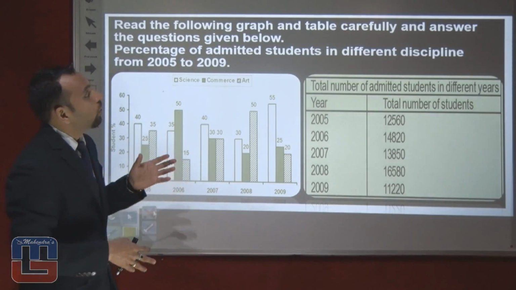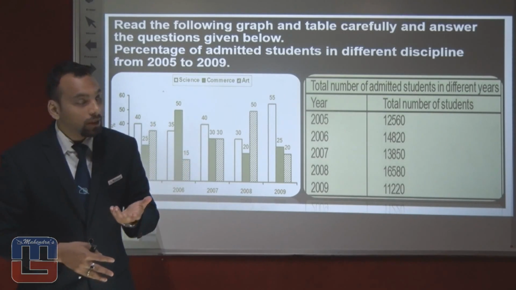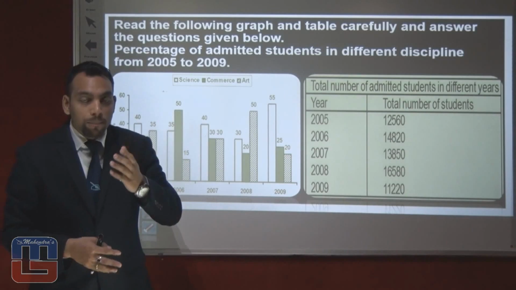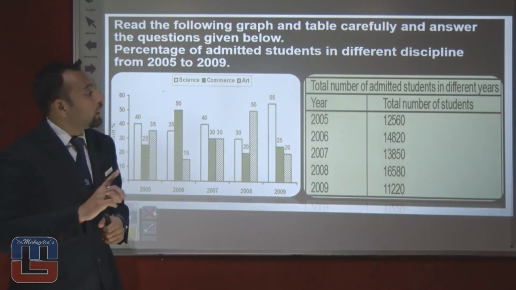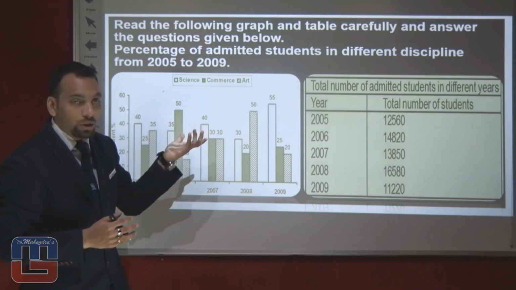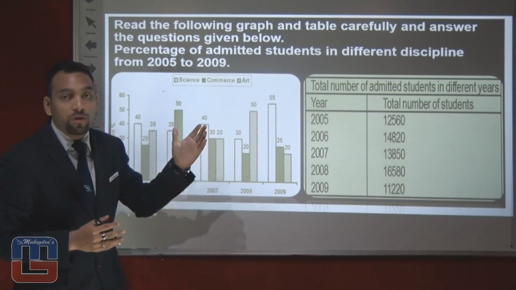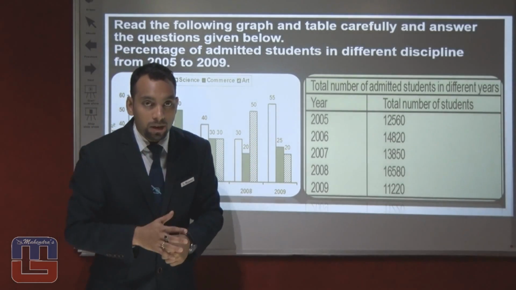Now see, read the following graph and table carefully and give the answer. Now see, the percentage of students in different disciplines from 2005 to 2009. We have given two data. First one is in the form of a bar graph and the second one is in the form of a table.